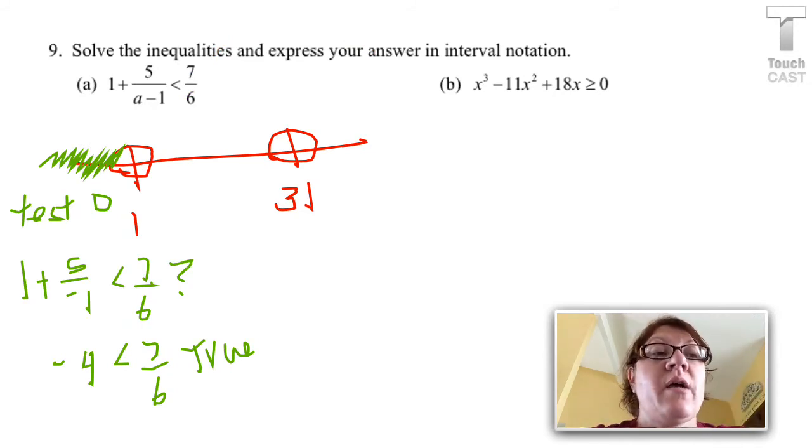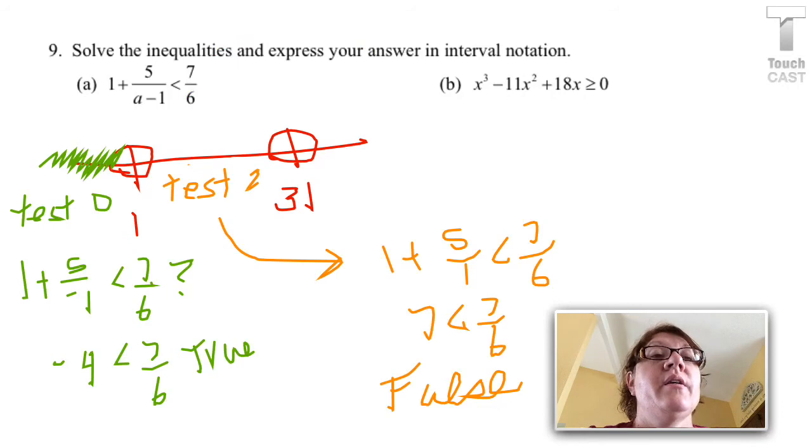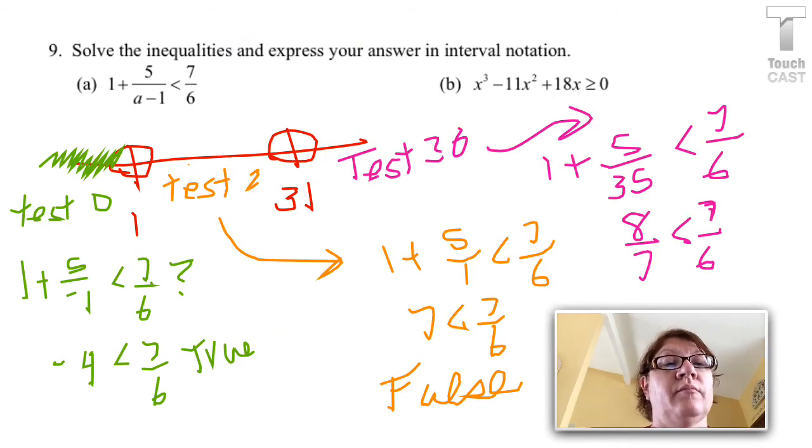Okay, so here's what the first test looks like. I tested 0 because that was to the left of 1, and so I put 0 in for A, and then I simplified it all down, and it turns out to be true. -4 is less than 7/6, so I want to shade on that side. Now I'm going to test in the middle, and it looks like this. So definitely 7 is not less than 7/6. That's false, so I won't shade there. And then I'm going to test to the right.